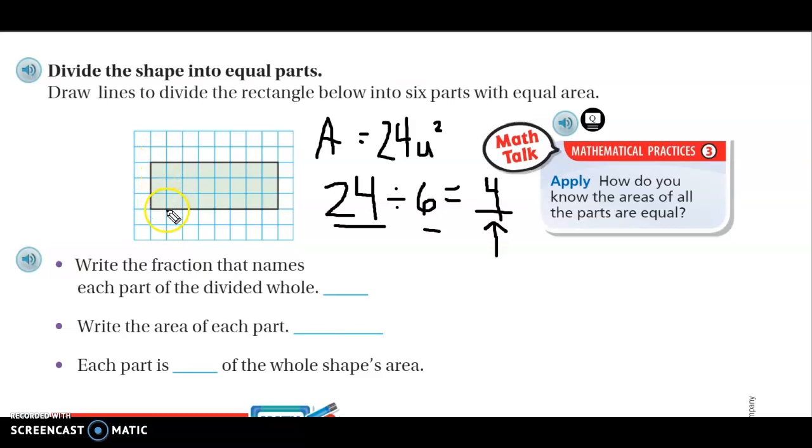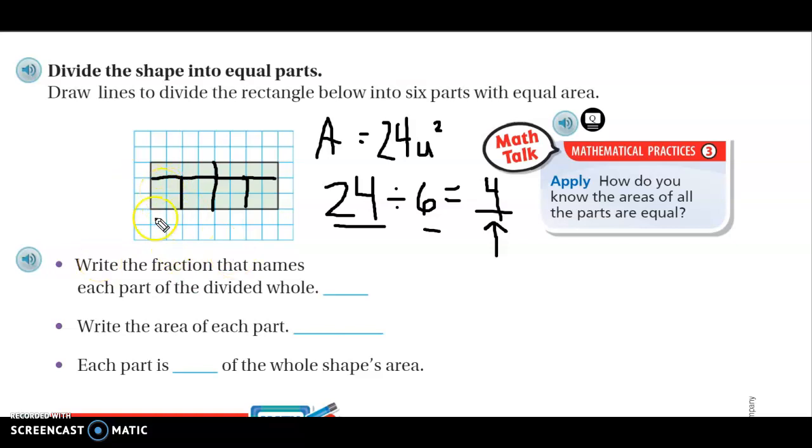So then I can just divide mine up into 4 squares. Here's 4 squares. Here's 4 squares. Here's 4 squares. Here's 4 squares. And then up here I have 4 squares up top, 4 squares on the bottom. So I just divided this into 6 equal parts. Now maybe yours looks different. If you did it correctly, you'll have 4 blocks in each part.